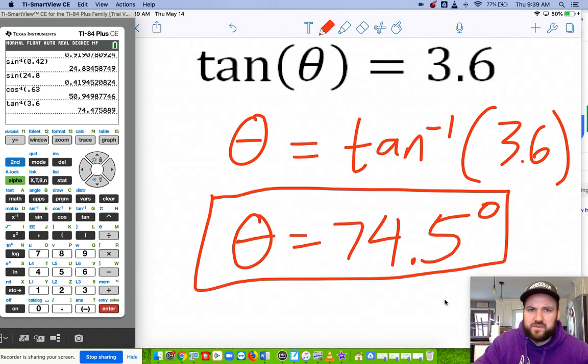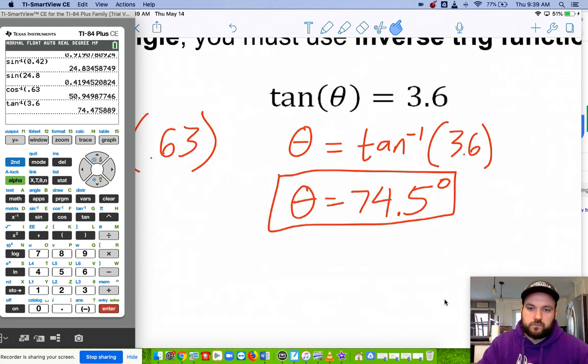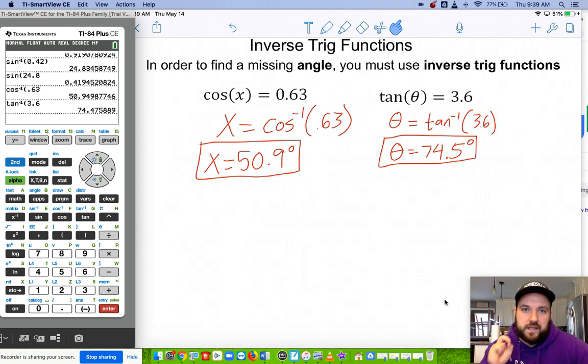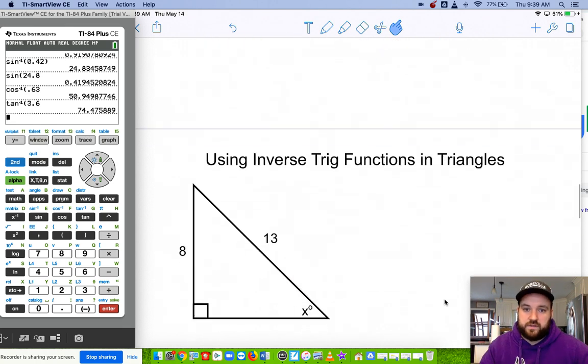In my experience, most of the time angles are written or rounded to the tenths. So I'm going to go with that today, but I understand if it was rounding to the thousandths or hundredths, you could do that as well. So, inverse trig functions. We're going to use them a bunch in the next 3 slides.